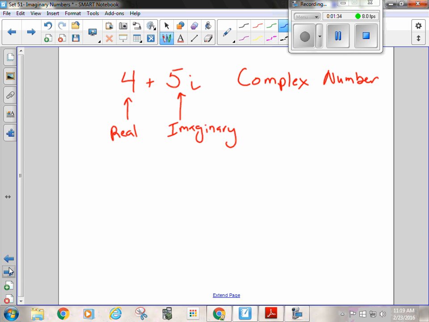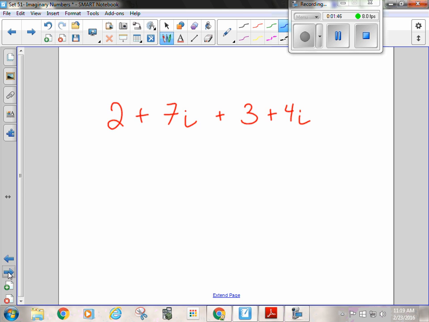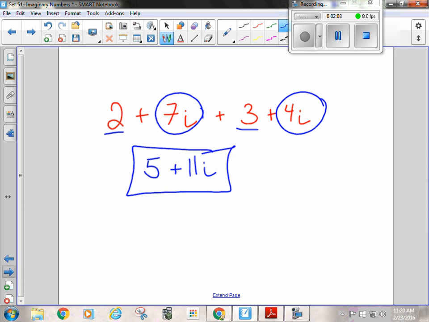Then we have what's called complex numbers. Complex numbers are made up of two parts, a real part, which is numbers we know, plus an imaginary part, something that contains i, or that imaginary number. We add real numbers and imaginary numbers just like we add variables in like terms, okay? I can only add my 2 and my 3, and I get my 5, and I can add my imaginary parts, and I have 11i, okay? So here I've just added my like terms.